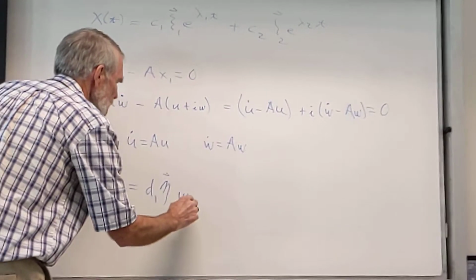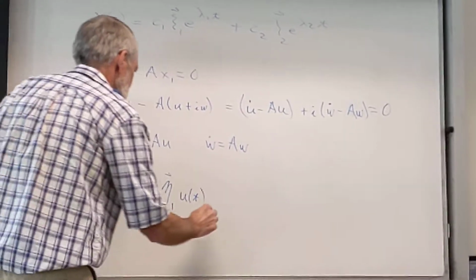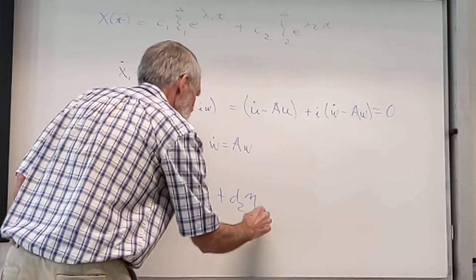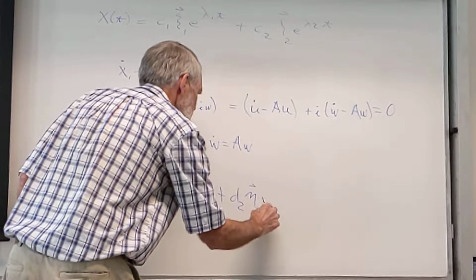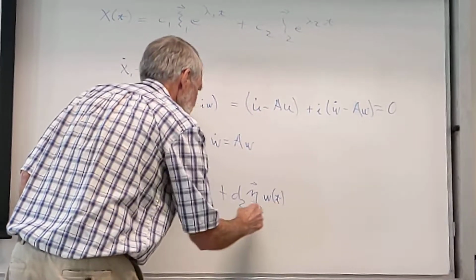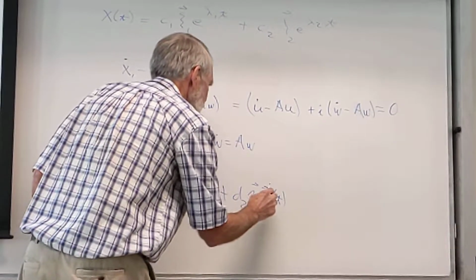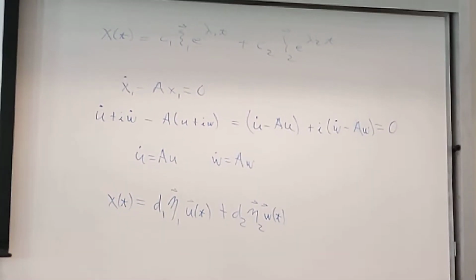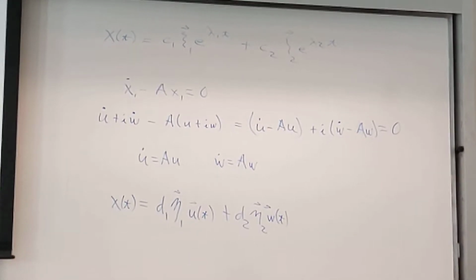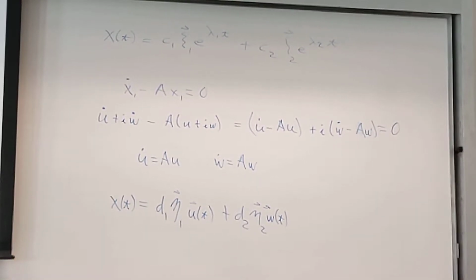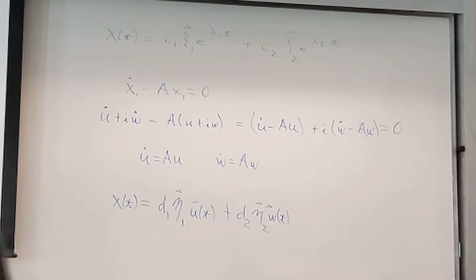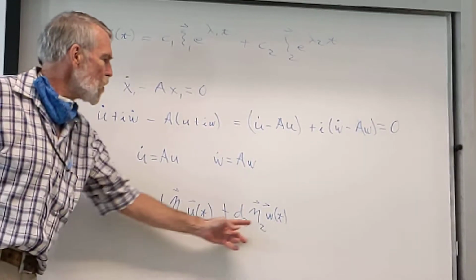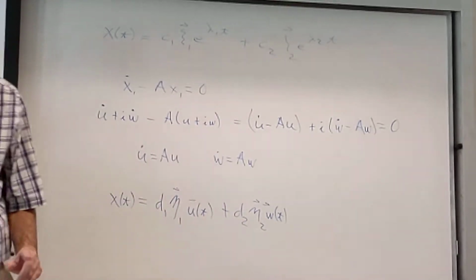We'll do eta 1 u of t plus eta 2 w of t. And now that's all real valued. So if we take the real and imaginary parts from our complex solution, we can then get a real solution with these two linearly independent solutions.